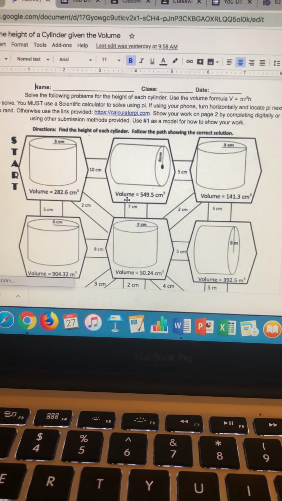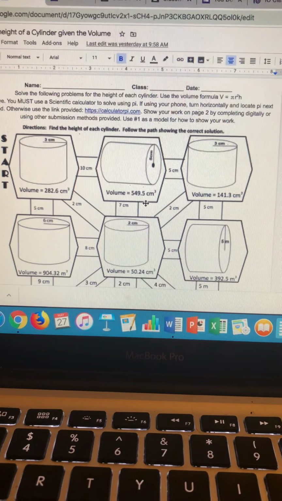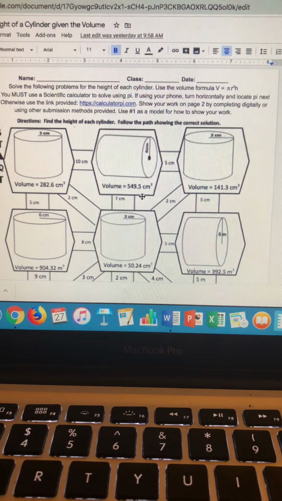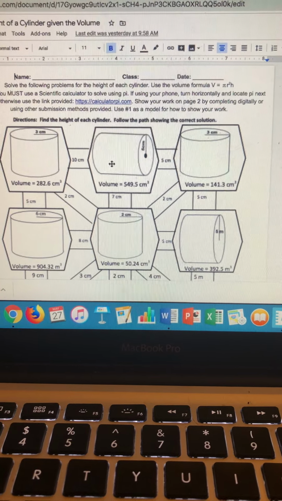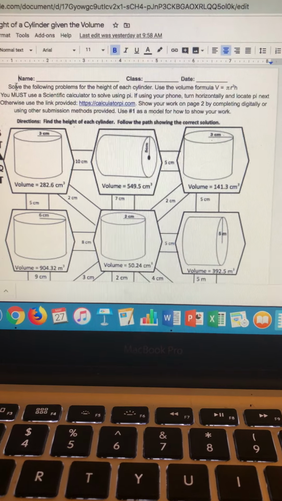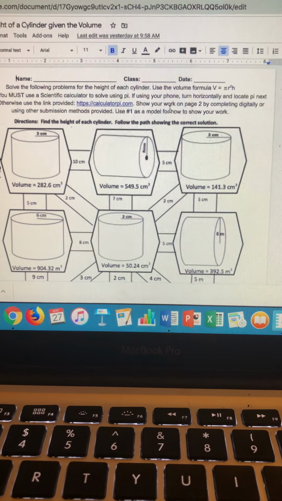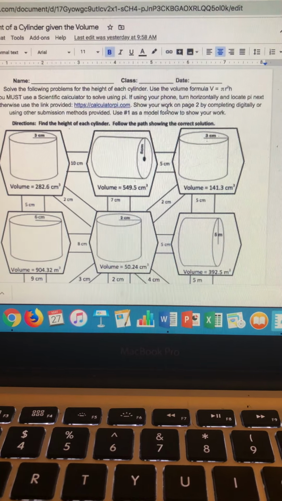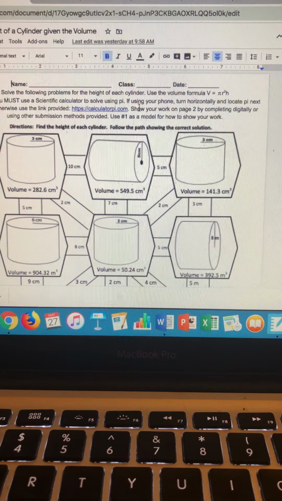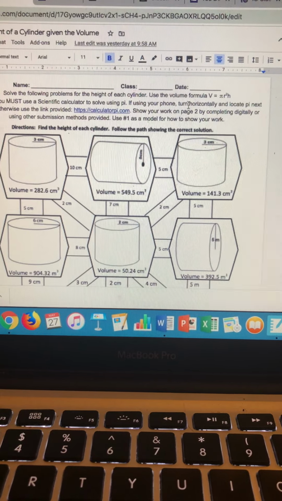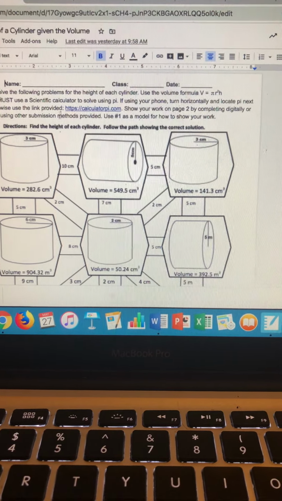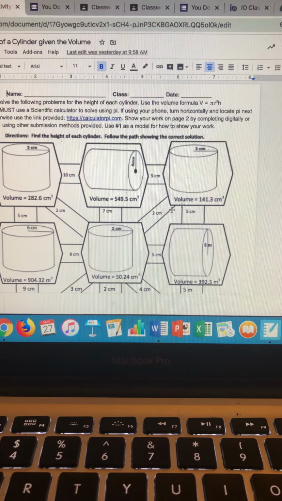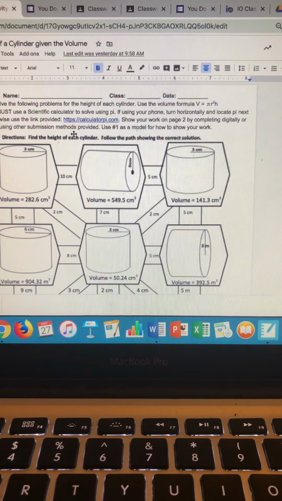If I felt like this would take you any longer than, I don't know, maybe I would give it like tops an hour, tops. I would not be assigning this to you. Okay, so you're going to solve the problems for the height for each cylinder using the formula V equals pi times r squared times the height to solve. You must use your scientific calculator to solve using pi. Remember, you can use your phone using it horizontally next to the key rand. Otherwise, use the link provided here. You must show your work on page 2 by completing it digitally or using other submission methods provided.